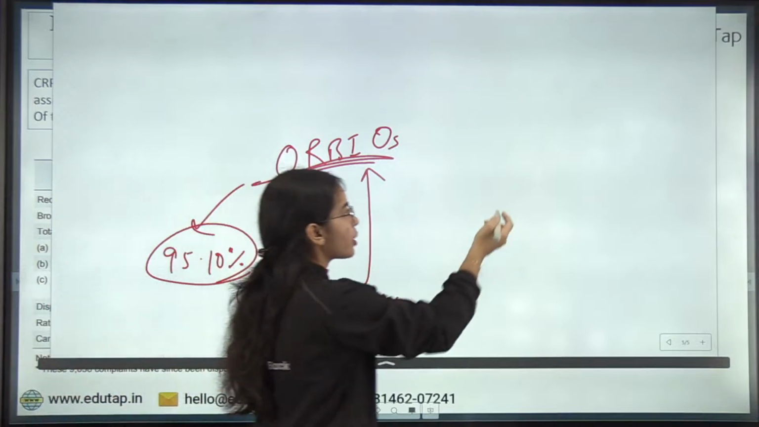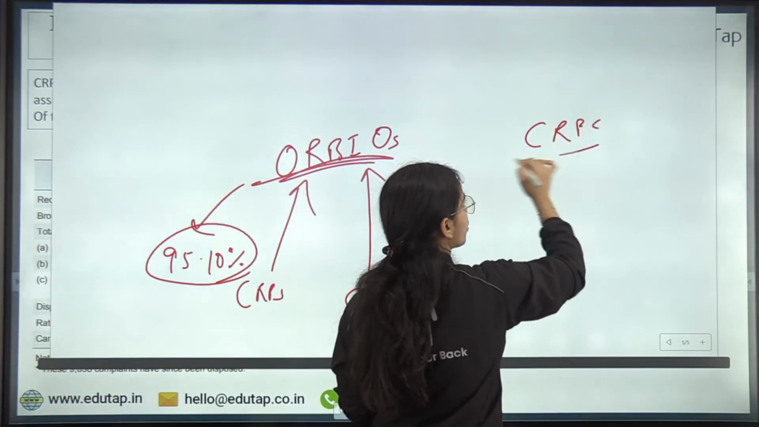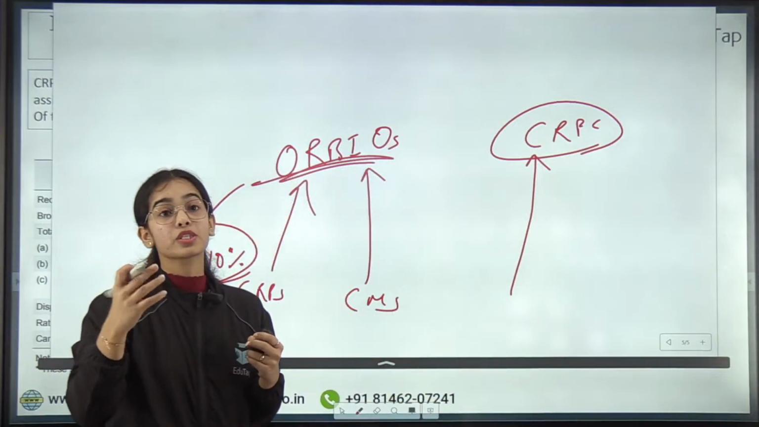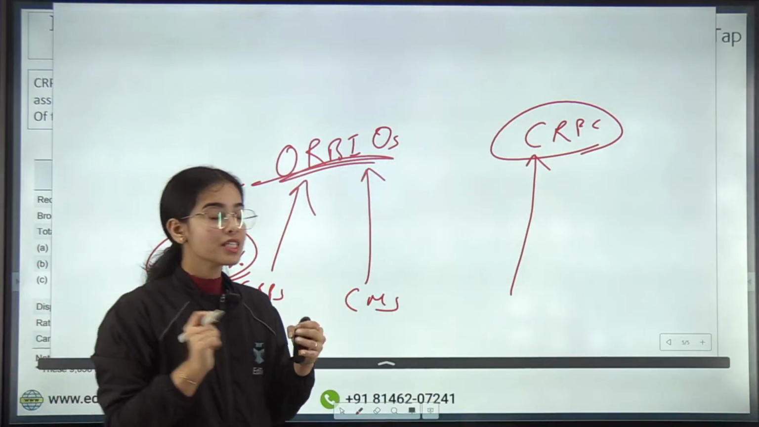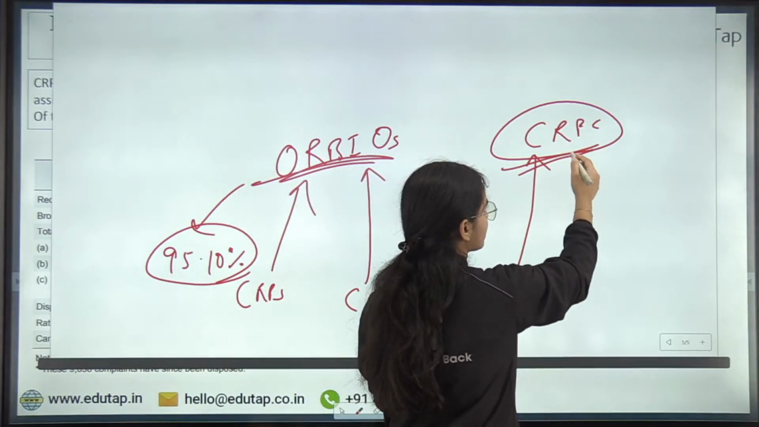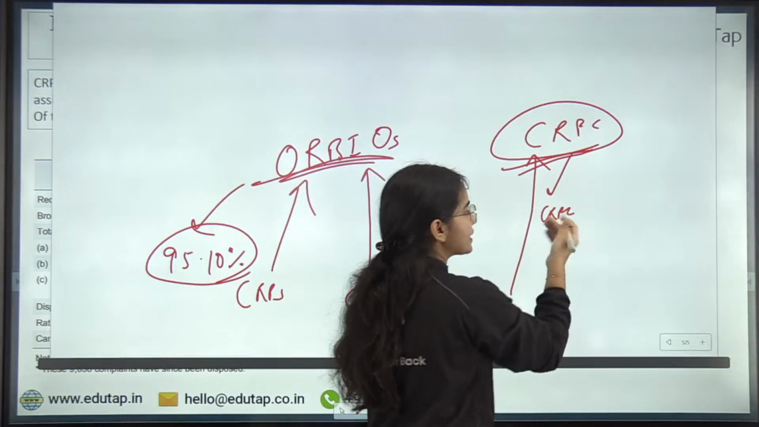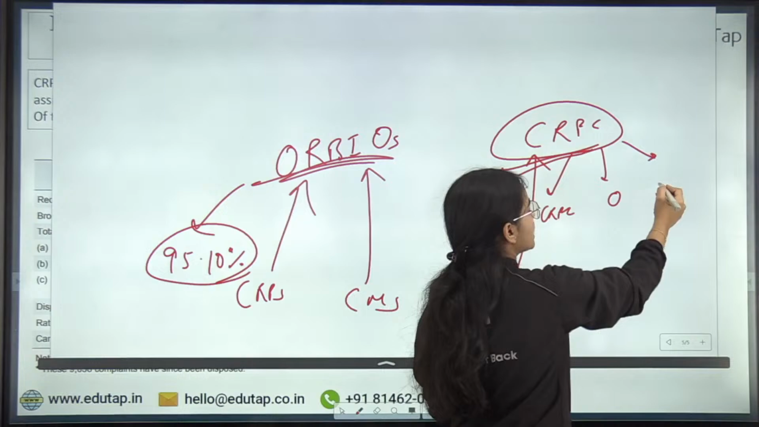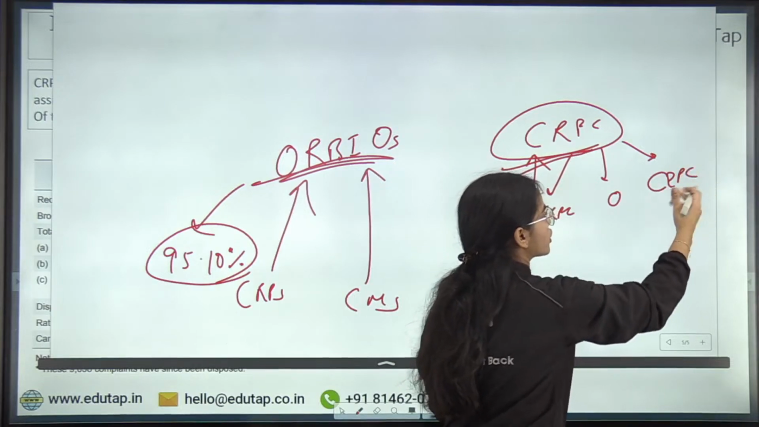If we are talking about the CRPC, the total complaints received by the CRPC were 30% higher than the previous year. The CRPC handled some of the complaints itself. Some of the complaints were sent to the offices. Some of the complaints were sent to the Consumer Education and Protection Cell.